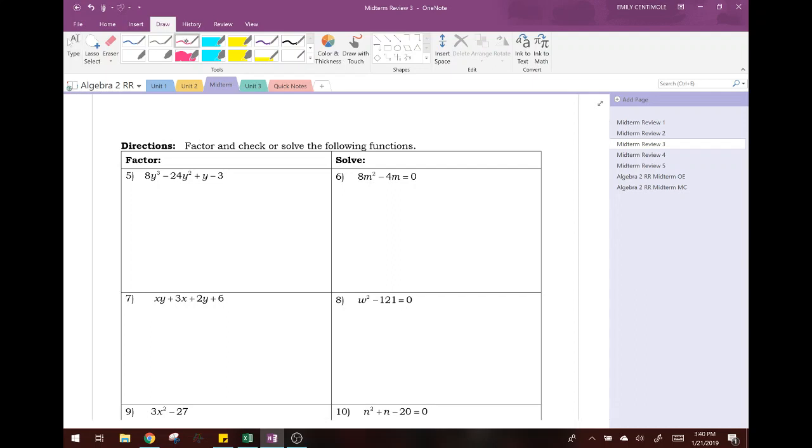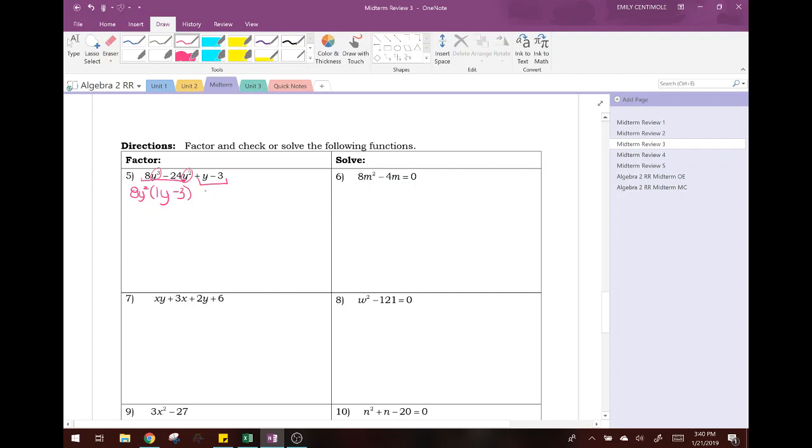This first example, number 5, we have 4 terms. This is a grouping problem. So we're going to group the first 2. I'm going to group the last 2. In that first set, 8y cubed minus 24y squared, I have a GCF of 8y squared. When I take that out of the first term, 8 divided by 8 is 1. I had 3 y's. I took out 2, so 1 is remaining. Then negative 24 divided by 8 is negative 3. I had 2 y's and I took both out, so none remaining there.